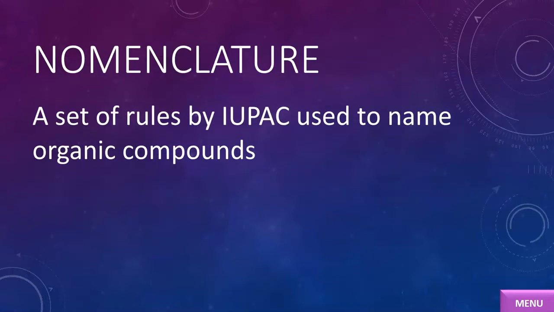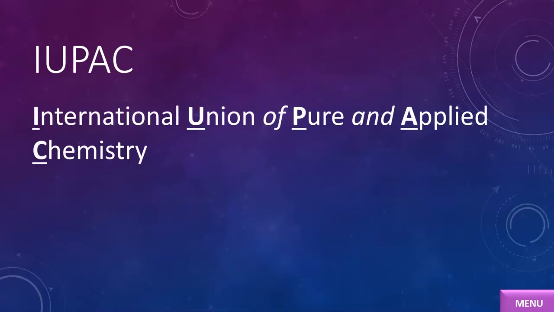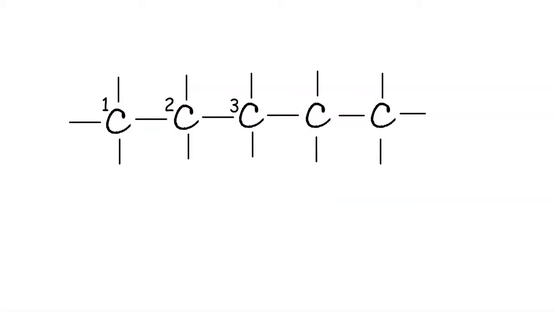Nomenclature is a set of rules by IUPAC used to name organic compounds. The rules allow us to see a little bit about the arrangement of the atoms as well as what atoms are in the compound. IUPAC is the International Union of Pure and Applied Chemistry. In organic chemistry, the carbons are numbered. This allows us to see where any substituents are in the compound. For example, this is 1-bromopentane.